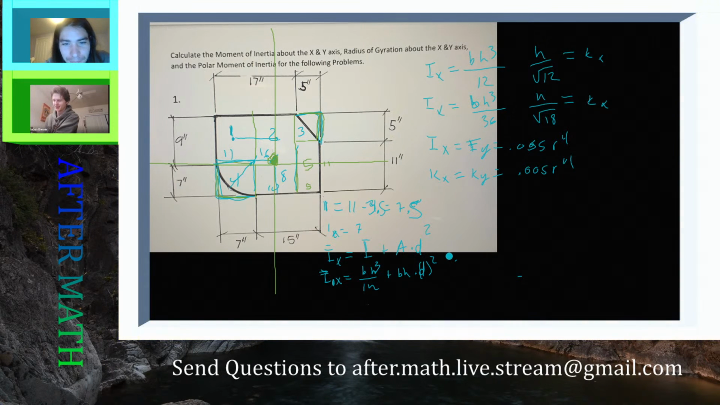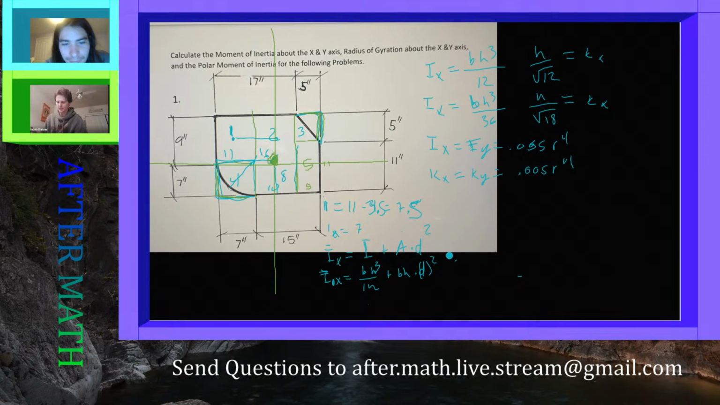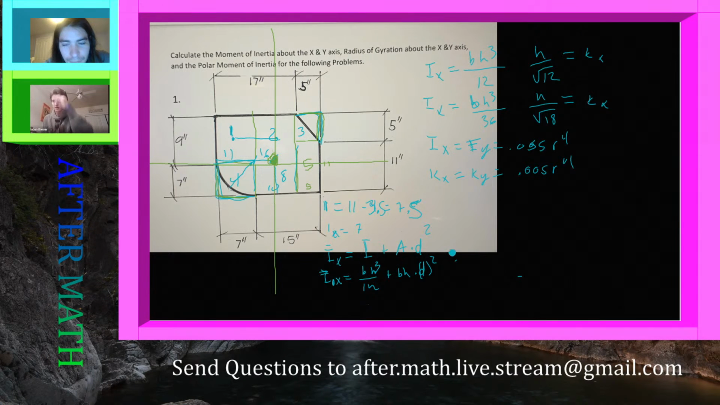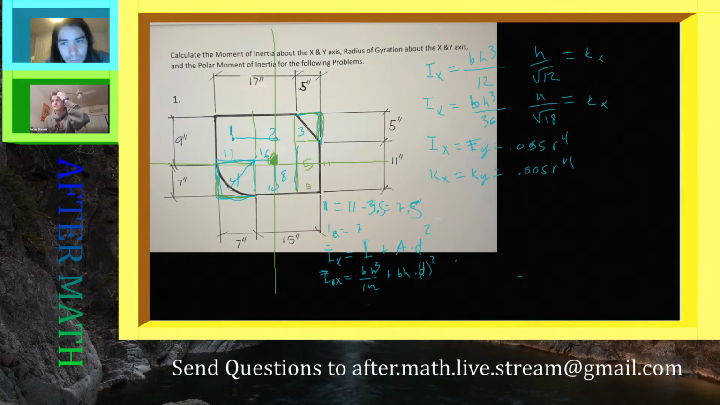I'm going to start writing some of these down. So there's 3 rectangles, correct? 1, 2, 3. Yeah.